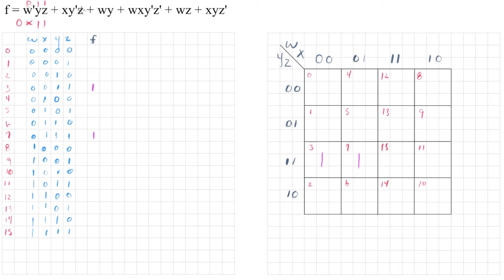So again, we have X, Y, not Z. That's a 1, 0, 1. You'll notice we don't have a W. The W is don't care. So this part of the expression starts with don't care. X is 1. Y is 0. Z is 1. So we're looking for 1, 1, 0, 1 and 0, 1, 0, 1. So 0, 1, 0, 1.